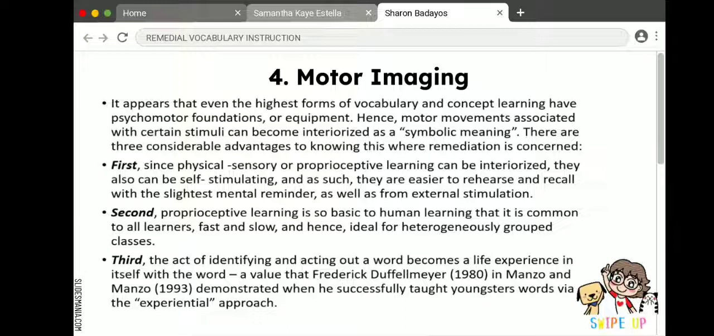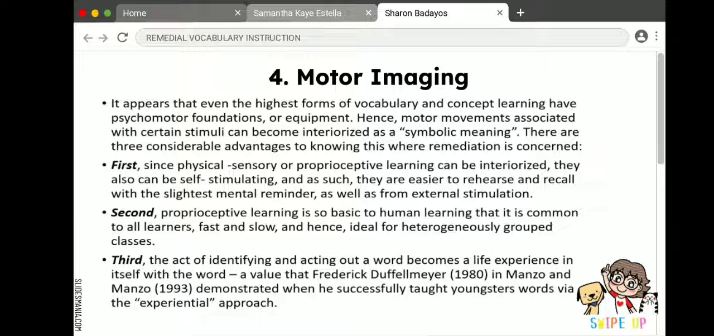Number 4 is motor imaging. It appears that even the highest forms of vocabulary and concept learning have psychomotor foundations or equivalents. Hence, motor movements associated with certain stimuli can become interiorized as a symbolic meaning. There are 3 considerable advantages to knowing this where remediation is concerned. First, since physical, sensory, or proprioceptive learning can be interiorized, they also can be self-stimulating, and as such, they are easier to rehearse and recall with the slightest mental reminder as well as from external stimulation.